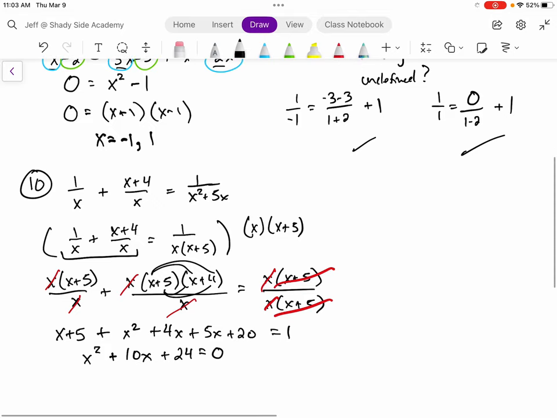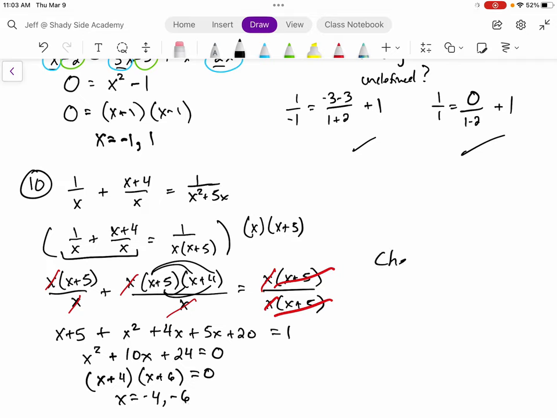So I'm looking for two numbers that multiply to be 24 and add to be 10. Of course, that's just 4 and 6. So I'm going to get x is -4 or -6. Okay, you would check both of those over here, right? And again, I'll leave that to you guys. They both work. Neither of the denominators becomes 0 in those guys. So that's good.